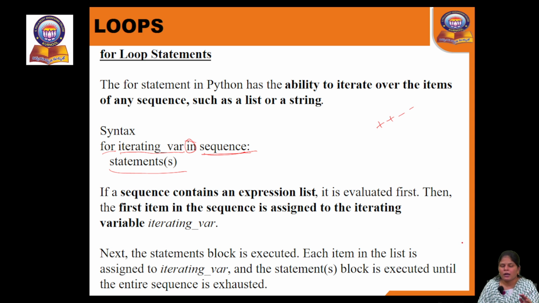That means until the sequence is completed, whatever the items within that particular sequence, it will be assigned to the iterating variable, and it will be checked with the condition whether it is a member of the sequence or not. If it is a member, then the statements will be executed. If it is not a member, beyond the sequence, then it comes out of the loop, right?